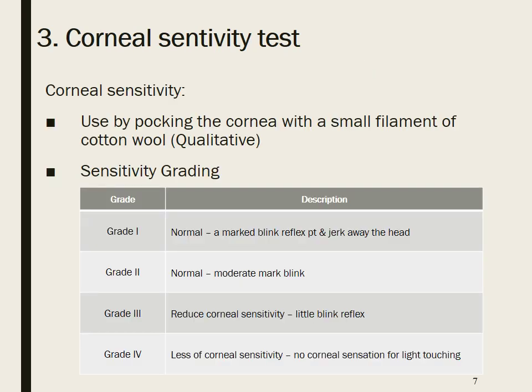Corneal sensitivity test. We have two methods to do the test, which are either qualitative or quantitative. The first one is qualitative, which is done by poking the cornea with a small filament of cotton wool. Please refer to the eye folio. I have uploaded a video on how to do this test. For the sensitivity grading, we have 4 grades here, 1, 2, 3 and 4. For 1 and 2, it is normal and 3 and 4 is abnormal.